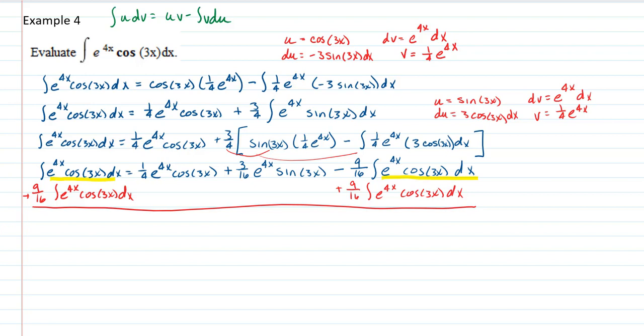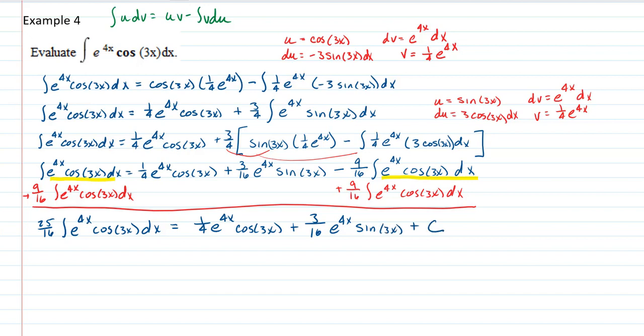So I have one integral plus 9/16 of an integral, and that's going to give me 1 plus 9/16 is 25/16. Integral of e to the 4x cosine 3x dx equals 1/4 e to the 4x cosine 3x plus 3/16 e to the 4x sine 3x. And now I have to put plus c because I no longer have an integral at the end. I didn't have to put the plus c until I removed the integral completely. The integral is now gone on the right-hand side.